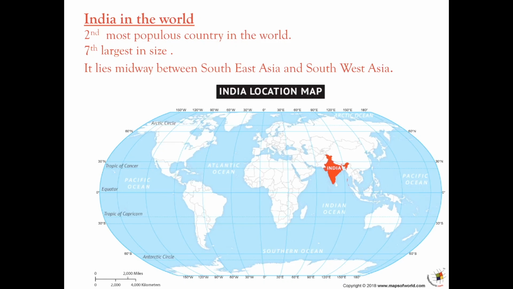India lies midway between Southeast Asia and Southwest Asia, as you can see here in this map. This is Asia, this entire continent is Asia. India lies in the southern part of Asia, in the middle, midway.